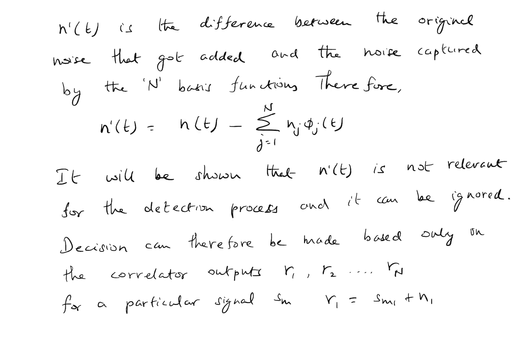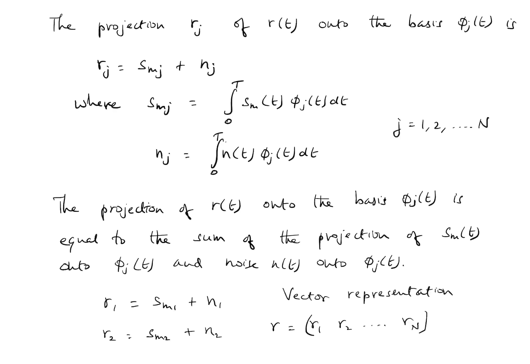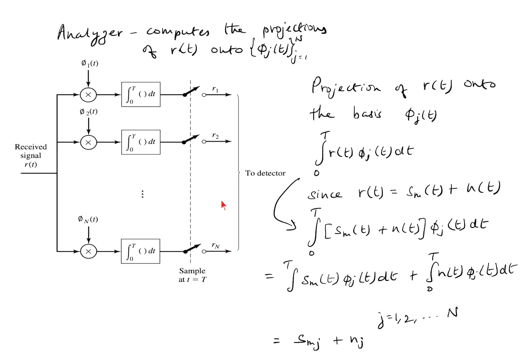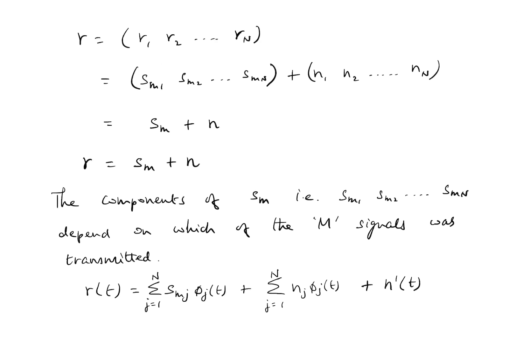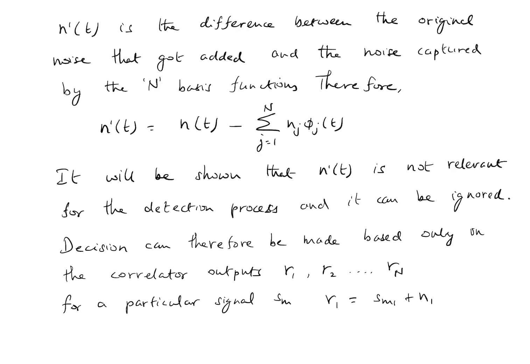So the decision that the detector makes as to which of the m symbols or signals was transmitted is based completely on the correlator outputs R1, R2, R3, and so on. So it is based completely on these elements, which do not include any information about n dash of t. So just by observing these elements, the detector is able to detect, and because this n dash of t does not affect our results, we will simply ignore it.